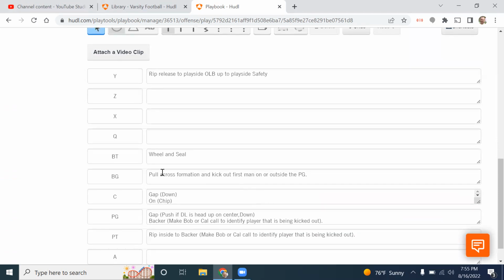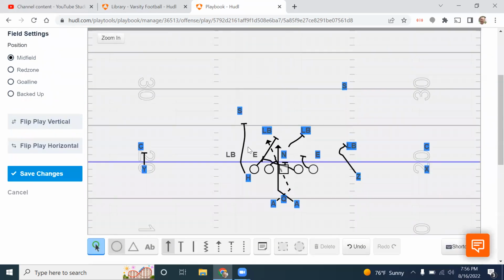So that is your rule. Pull across formation and kick out first man on or outside the play side guard. That is your rule. Okay. Now, everyone else, center, guard, tackle, you guys are going through your gap progression.